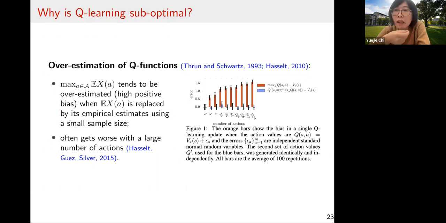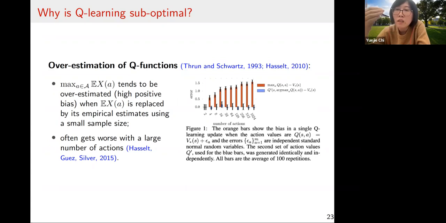And because of this overestimation, you will need to have more samples to overcome it later on, resulting in the sample inefficiency of Q-learning. And this issue is also observed in the more recent literature of deep RL, where there's actually interesting evidence, as shown on the right figure here that I copied from a paper from DeepMind, where they actually show this overestimation issue gets more severe if you have more actions.